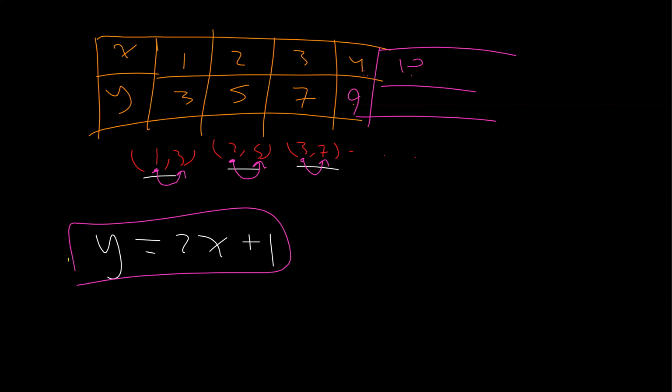If x is 10, apply it here: 10 times 2 is 20, plus 1 is going to be 21, and so on. So this is a function. And the function, which I write as y, you can also write as f of x, which is function of x. Function of x means y. Good, it can be written as y or f of x.